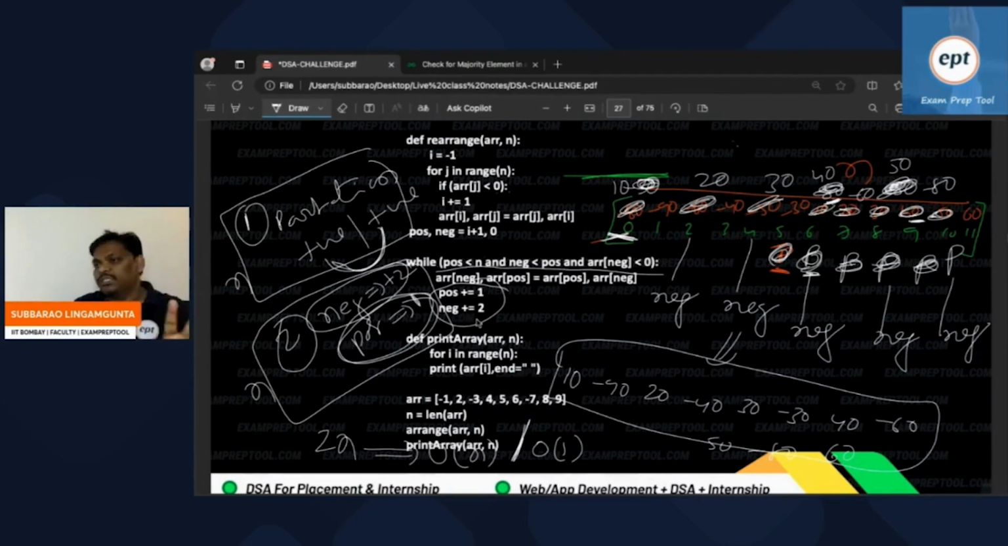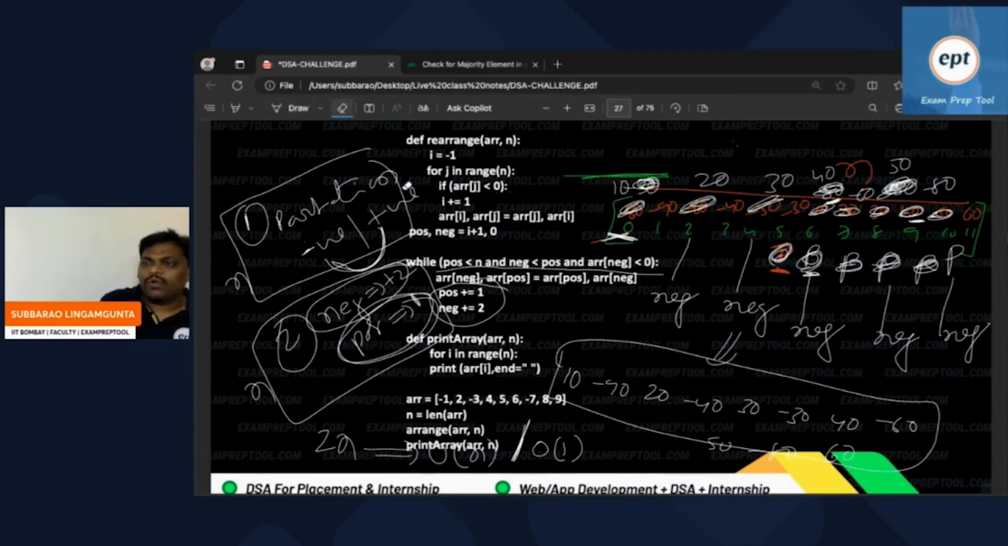This algorithm contains a 2-step procedure. First step, partition, meaning positive one side, negative one side. Right? First negative, followed by positive. That is what the partition algorithm will do. Followed by negative, positive, swap. But increment negative by 2, right? And increment positive by 1. At the end of this, you will see positive, negative, positive, negative, or negative, positive, negative, positive. That's it. This is the code for this.